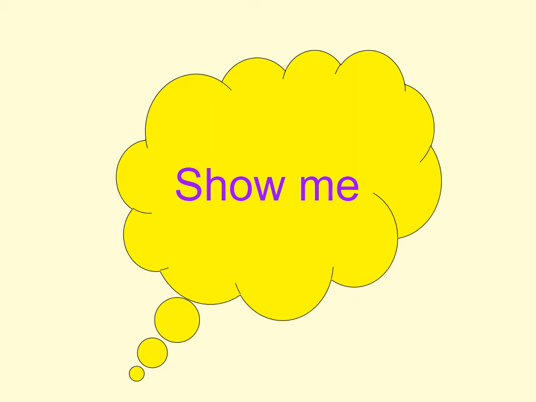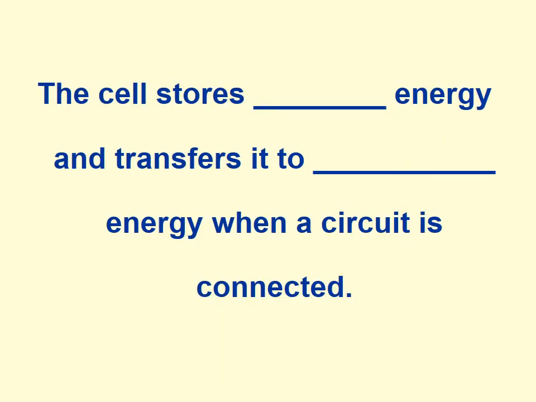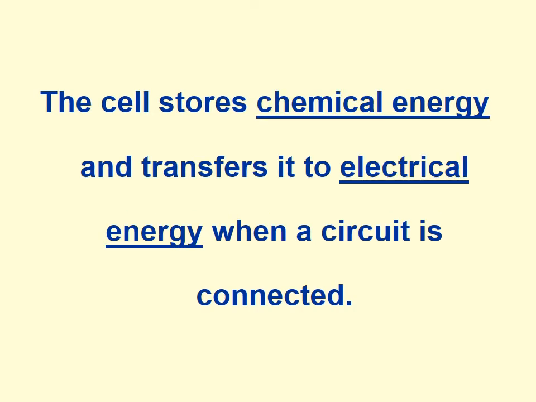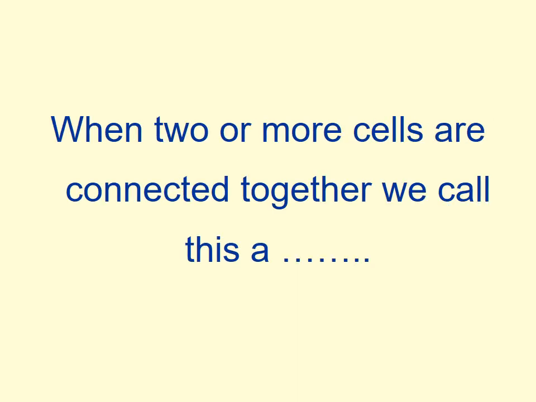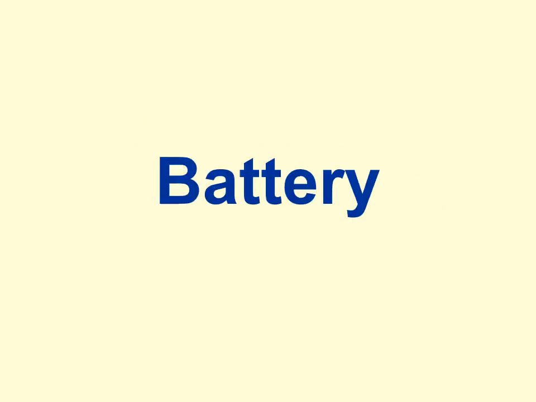So let's do some show me and see how we've got on. So the cell stores what kind of energy and transfers it to what kind of energy when a circuit is connected? Well, the cell stores chemical energy and transfers it into electrical energy when a circuit is connected. Remember, this will not happen if we have any gaps in the circuit. When two or more cells are connected together, we call this a battery.